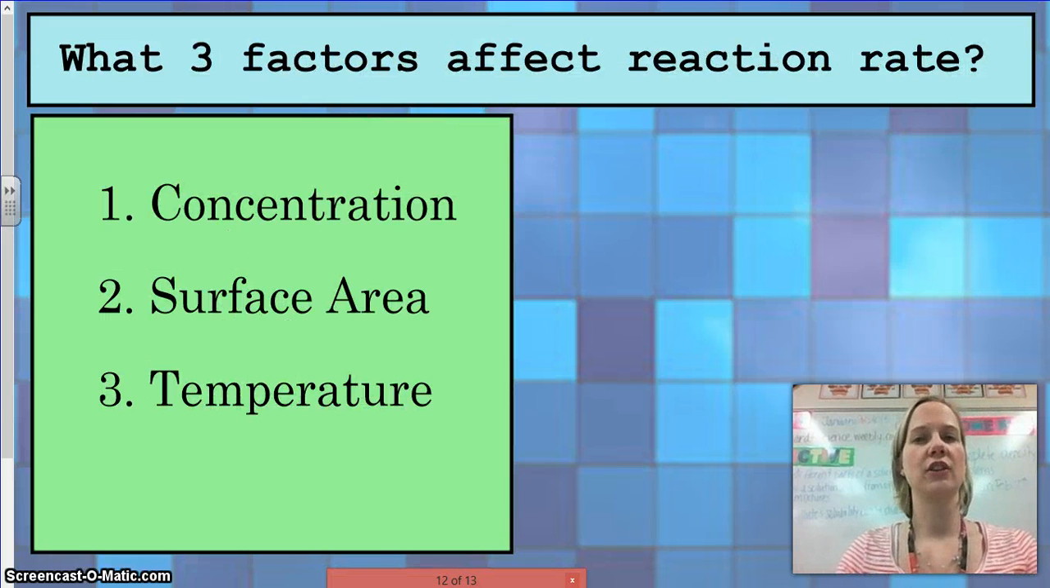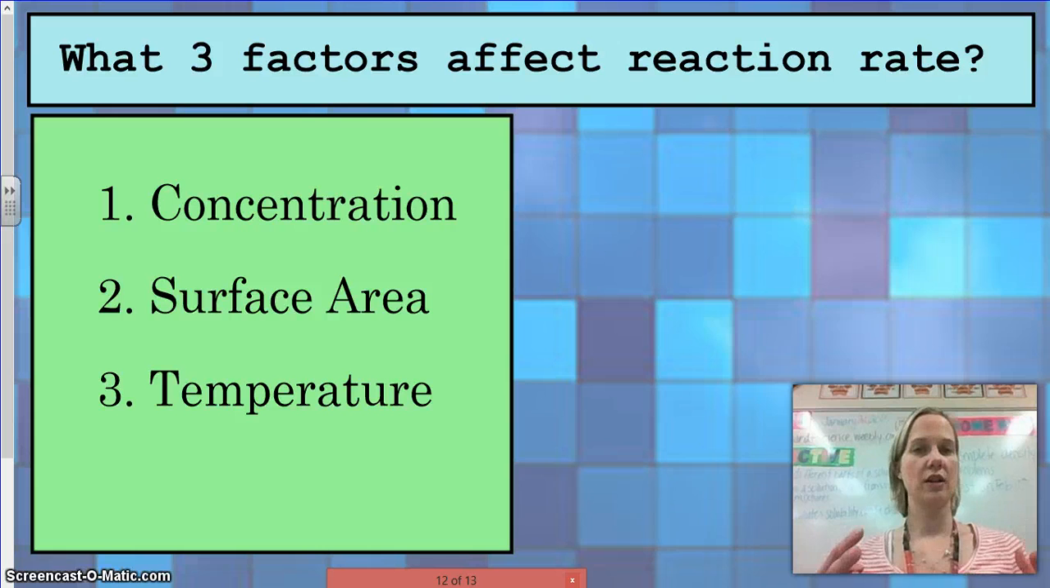All right, 3 factors that will affect the reaction rate, so how quickly the reaction goes. If I'm mixing vinegar and baking soda together, things that could affect how quickly that reaction happens. The first is the concentration. How concentrated is the vinegar? How much baking soda did I put in there?